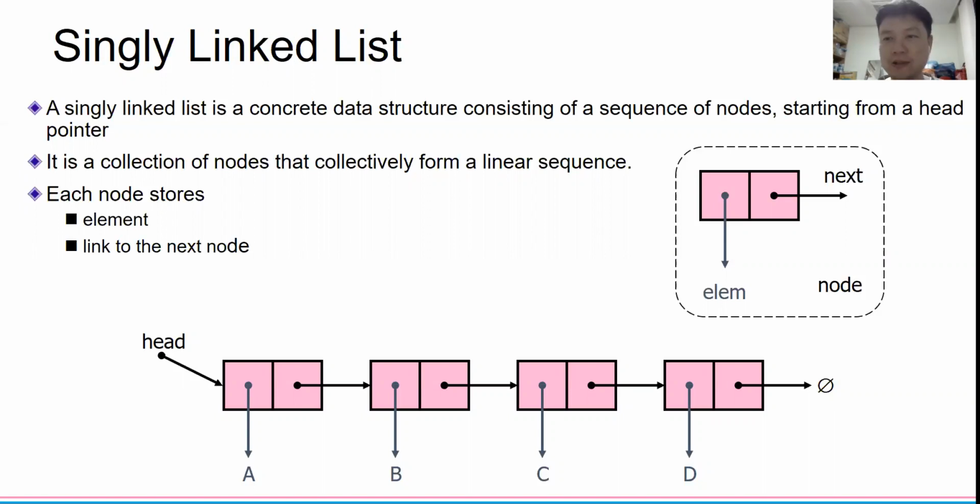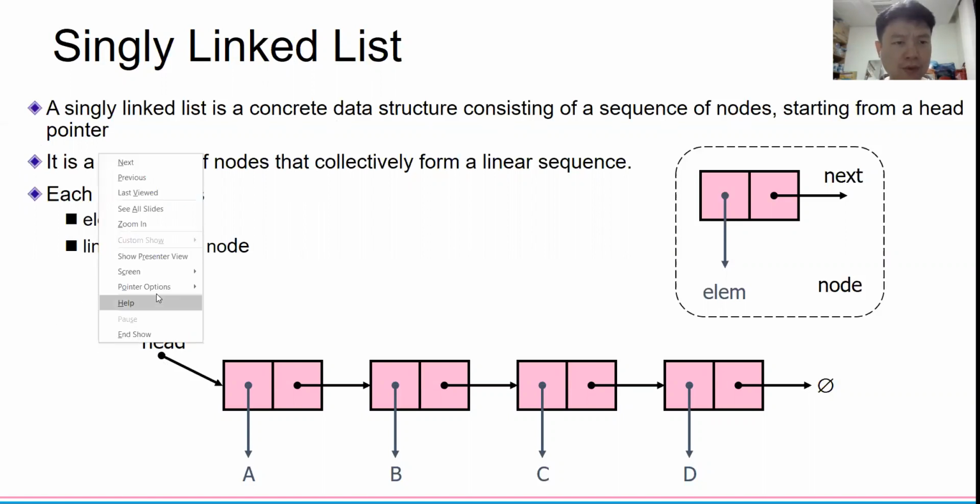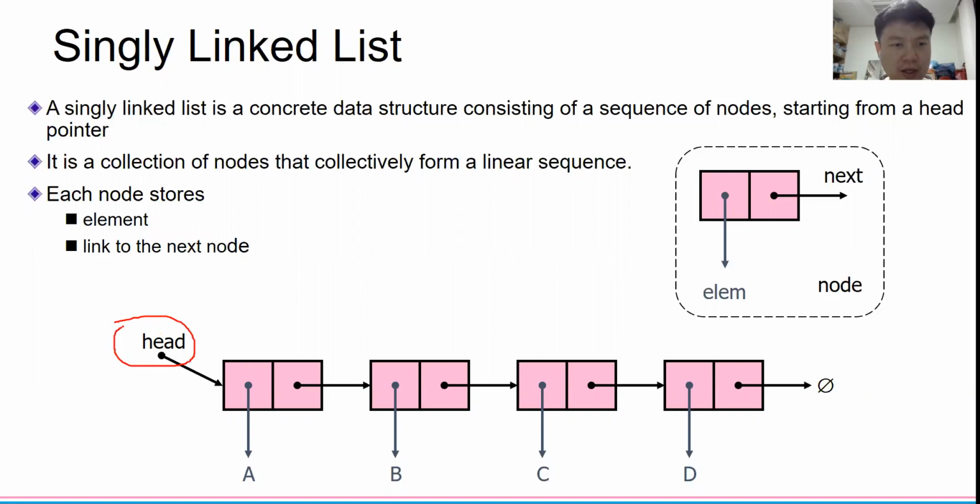A singly linked list. What is a singly linked list? We call it singly because we're having a single link. It is a concrete data structure consisting of a sequence of nodes starting from a head pointer. What is the meaning of head pointer? We have this head, you see this one. This one is the head. We have the sequence starting from the head, and it goes to the last element. This is a collection of nodes that collectively form a linear sequence, from A, and then B, and then C, and then D. Every place here, we call a node.